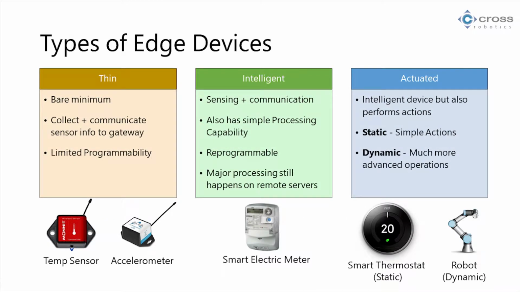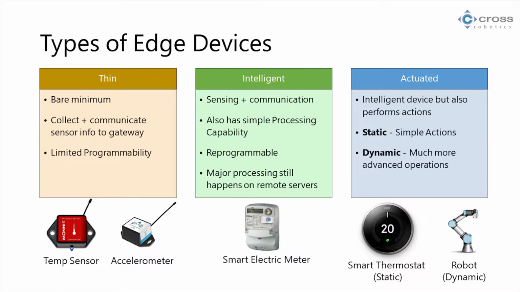A couple of different types of edge devices. There's thin, intelligent, and then actuated. Thin is a temperature sensor, an accelerometer. It's the bare minimum of what an edge device can be. Basically, all it does is collect and communicate information, like I said. You can't program it really to do anything, to be a thin device.